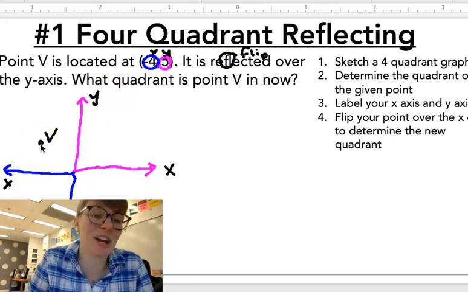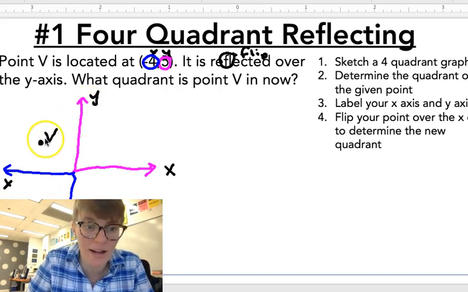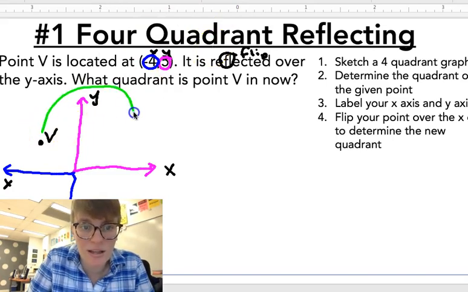Now, it says I'm going to reflect over my y-axis. Some of us are not going to be careful and we're just going to go like this really quickly. If I do that, notice how it's going over the x line. I'm not going over the x line, I'm going over the y line. So I'm going to take my v and I'm going to switch it and flip it over the y. So I'm going like this and going over the y. Now v, the new v, is going to be over here.